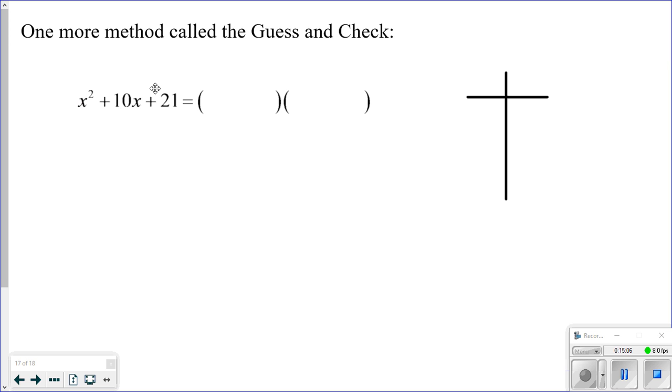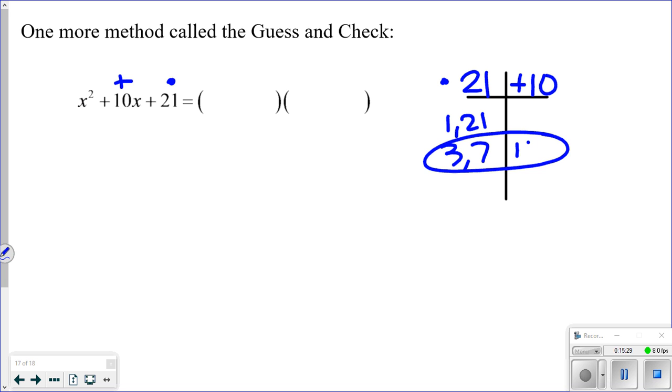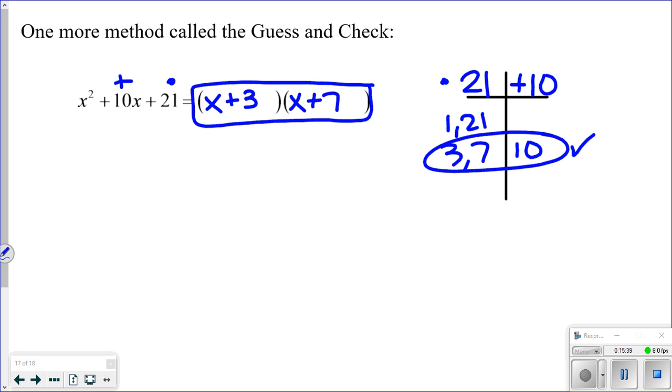This is called the guess and check method, and this is what I learned when I was in high school, and this is the only way I learned. So we're looking for numbers that multiply to get 21. Always start there. And then they add to get 10. So 1 and 21 don't work. 3 and 7 work, because when I add them, I get 10. So our answers here would be x plus 3, x plus 7. So look how much faster that was than using the box method.